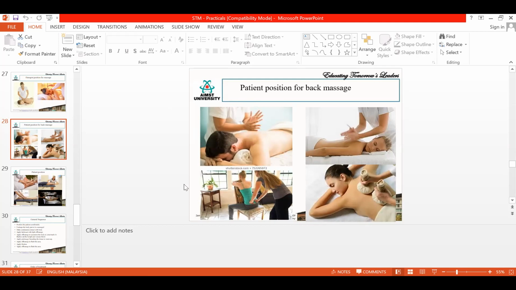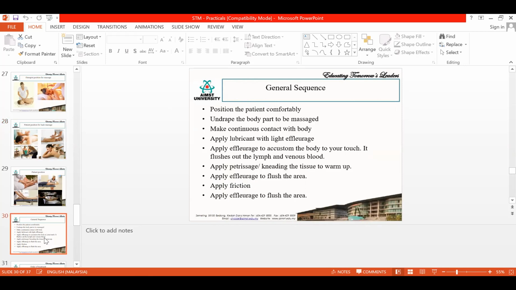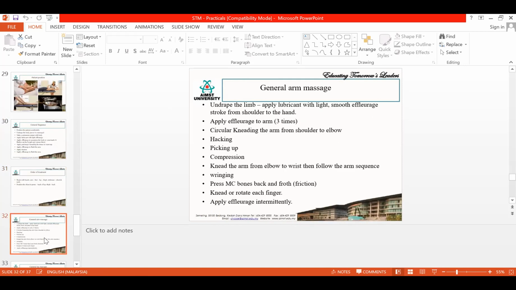Then most of the time the therapist should be in walk standing position. Why the therapist has to be in walk standing position? Only then will they be able to reach all the areas, and if they want to move around, it will be very easy for them. So that's why you need to be in a walk standing position. Next, we will start the massage.